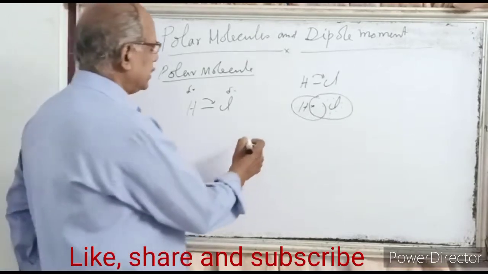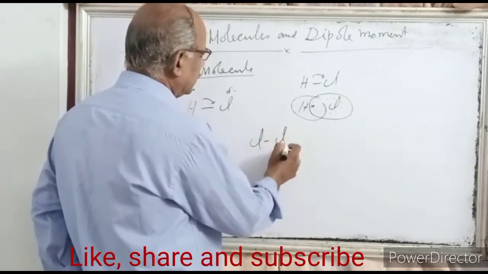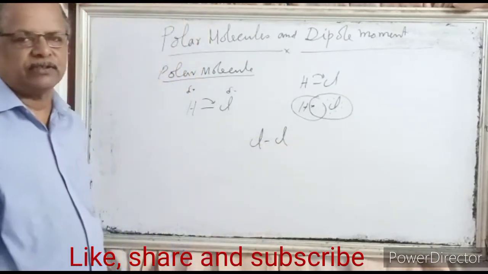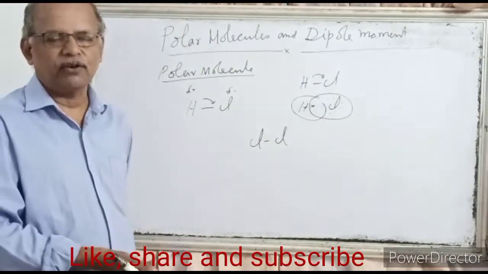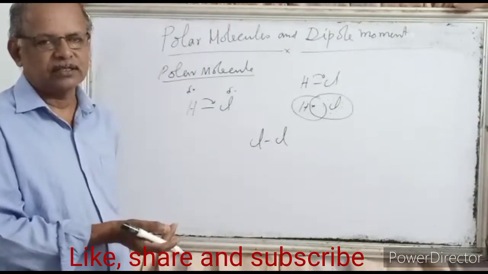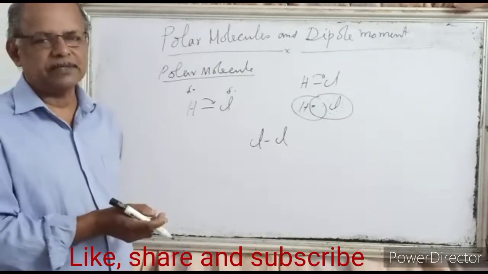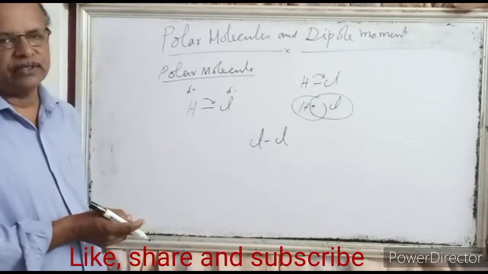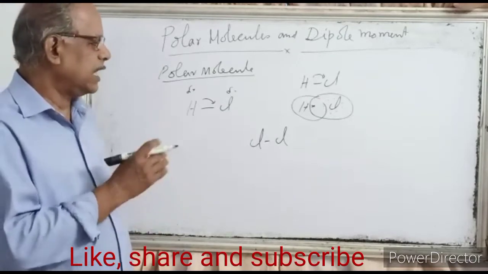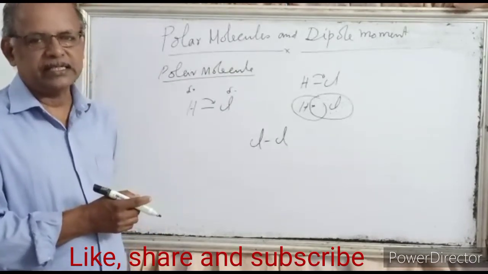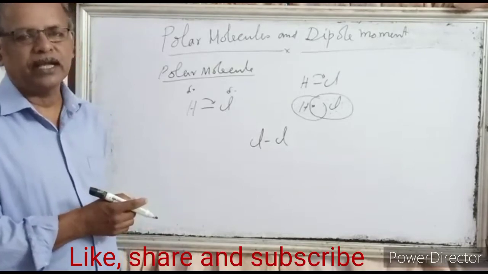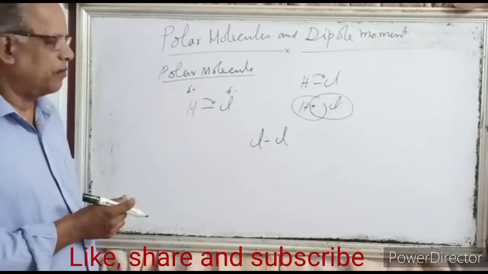If the two atoms are the same, for example chlorine, both have the same electronegativity, so that is not a polar molecule because there is no shift of electrons. There will be no delta positive or delta negative charge if both atoms have the same electronegativity. So one condition is that the atoms should have different electronegativities and the compound should be a covalent compound.